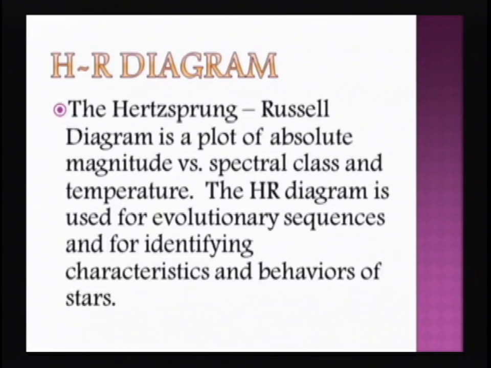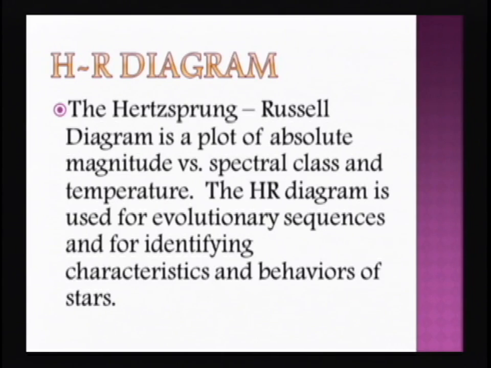And then probably the basis of what we were doing within this unit really comes down to what's happening with that star on the HR diagram. That's called the Hertzsprung-Russell diagram. And remember, it's a plot of absolute magnitude versus spectral classification, or you can say brightness and temperature. The HR diagram, as we have talked, is used for evolutionary sequences and for identifying the characteristics and behaviors of those stars.